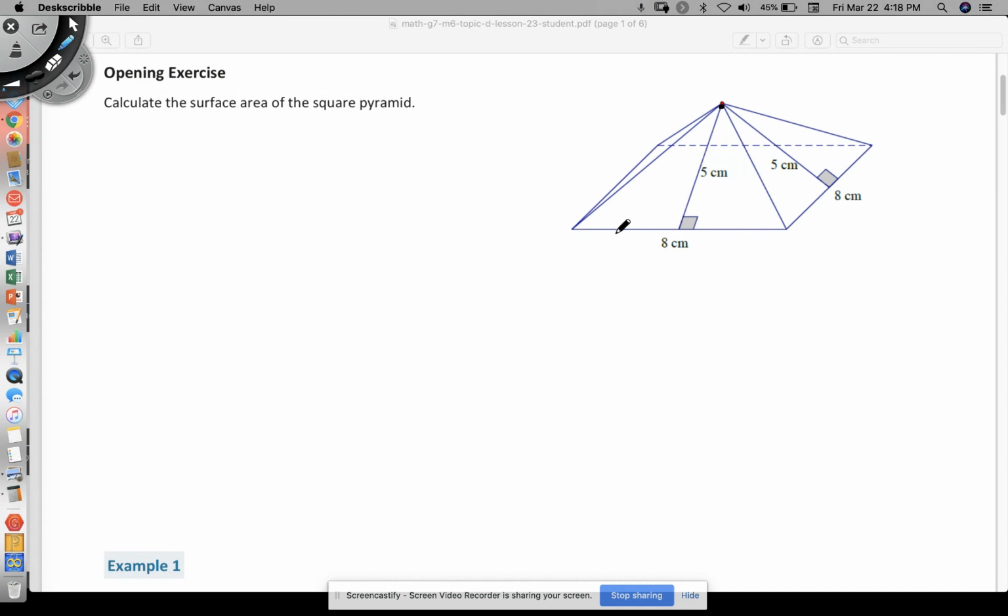Now this is an 8 by 8. In order to find the surface area, we're going to break it into parts to make it a little easier. Let's find the area of the base first, just the base. That's area equals length times width, which is 8 times 8, which gives me 64 centimeters squared. All right, now let's find the triangular sides.